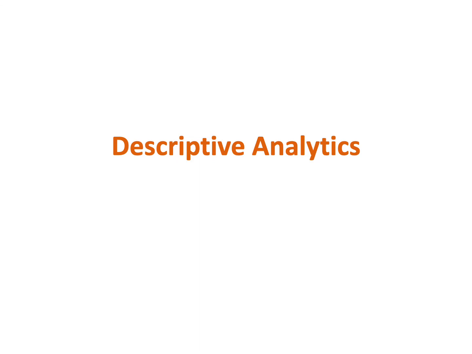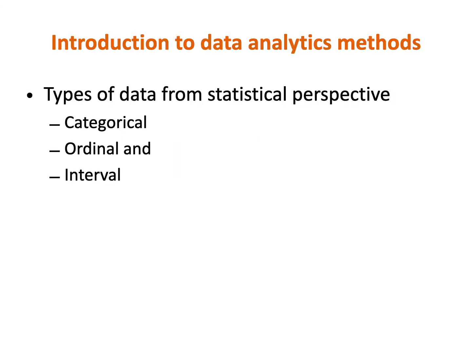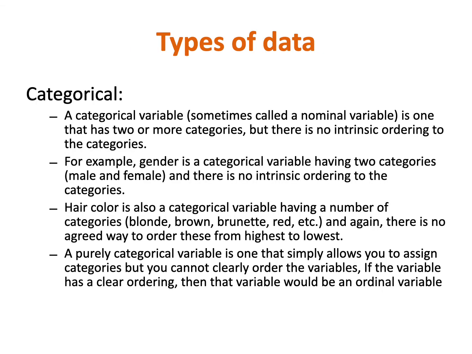Before we go with descriptive analytics, let us see some types of data from the statistical perspective. There are basically three types of data, which are categorical, ordinal, and interval. Categorical data, or variable, is sometimes also called the nominal variable. It is one that has two or more categories, but there is no intrinsic ordering to the categories. So it is just the categories without any ordering.